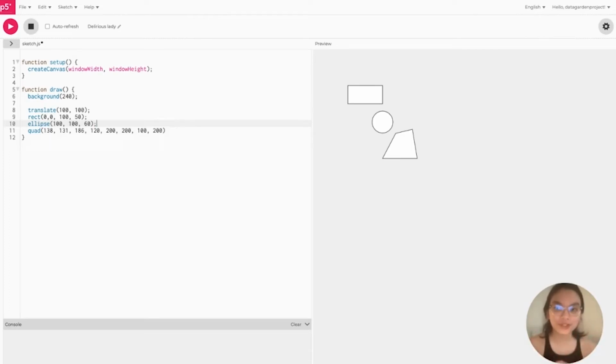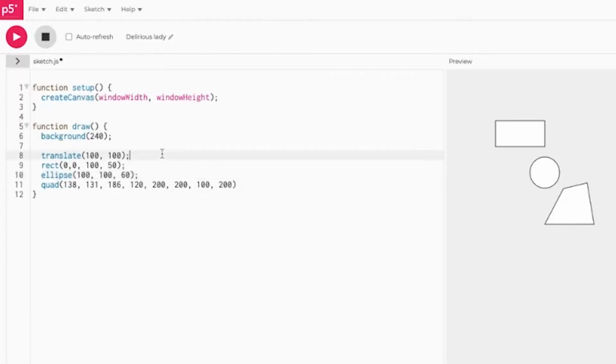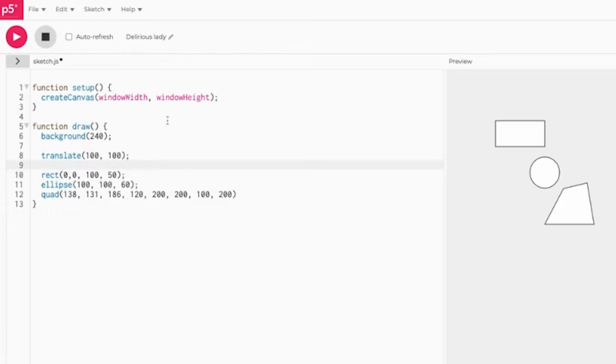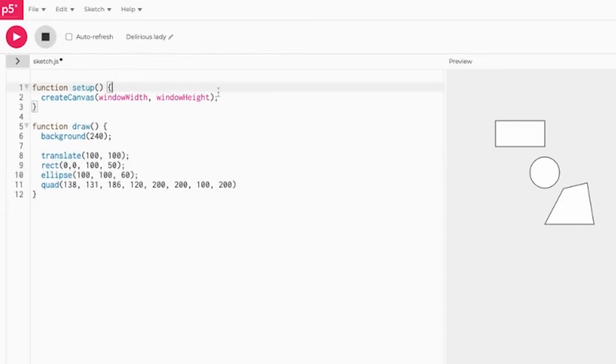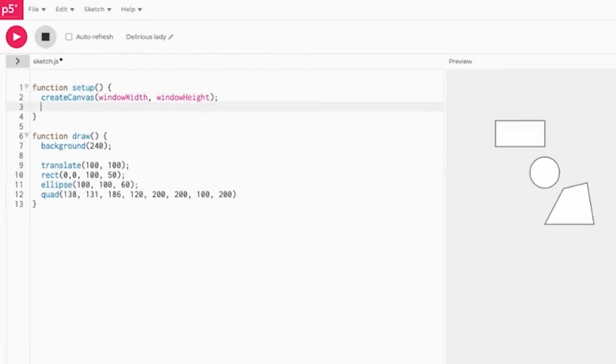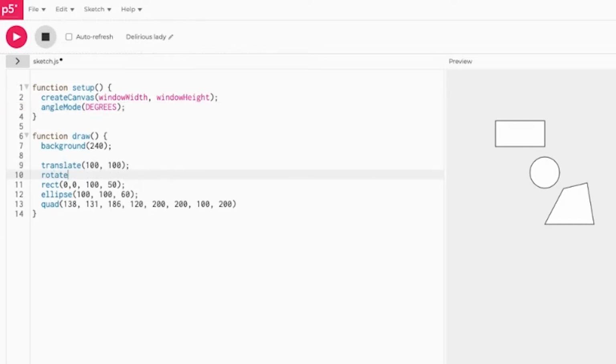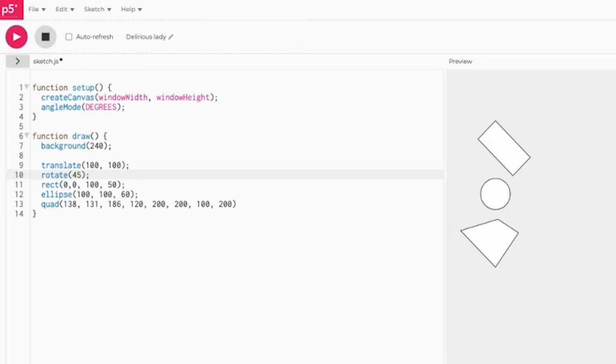So yeah, translate is one of the first few transformations. It moves the object. The second one, like I mentioned briefly before, is rotate. So let's try. Actually, before we do that, what I prefer to do is go to the setup function, and we're going to put angleMode(DEGREES) here. And then I am going to rotate all my objects by 45 degrees. Let's try that. And so now they have all rotated relative to the 100 by 100 point.